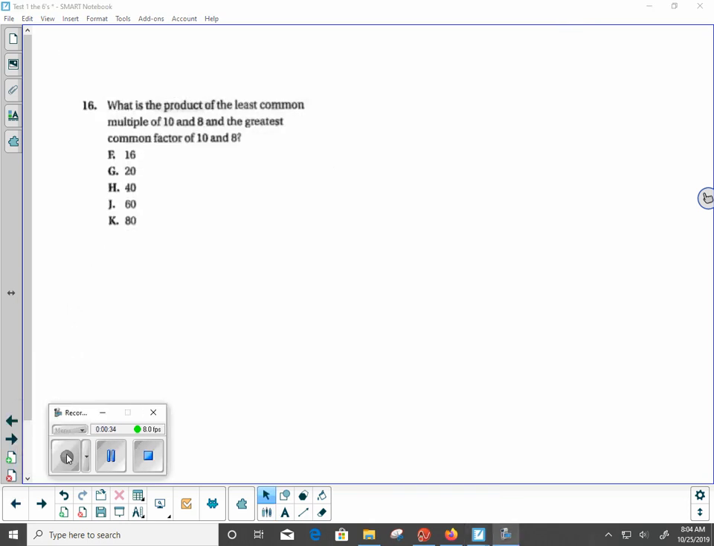Okay, the next one you have 10 and 8, and you want to find the product of the greatest common factor and the least common multiple. So if I look at 10 and 8, the least common multiple will be 40, and the greatest common factor will be 2. And when I multiply those, it's 80. Do you guys know how to do that on your calculator? No. Probably not. So here we go.